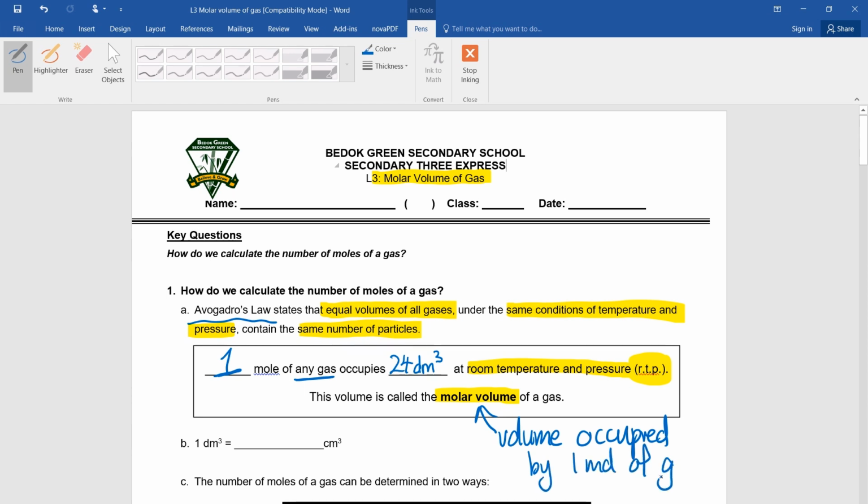Take note that this must only be used, and it only behaves in this manner, if we are talking about gas. That's why in this entire set of notes we are looking at gases only. For instance, if I give you a solid like magnesium ribbon, you cannot use the formula that you see over here. To help us visualize this, let's take a look at this particular slide.